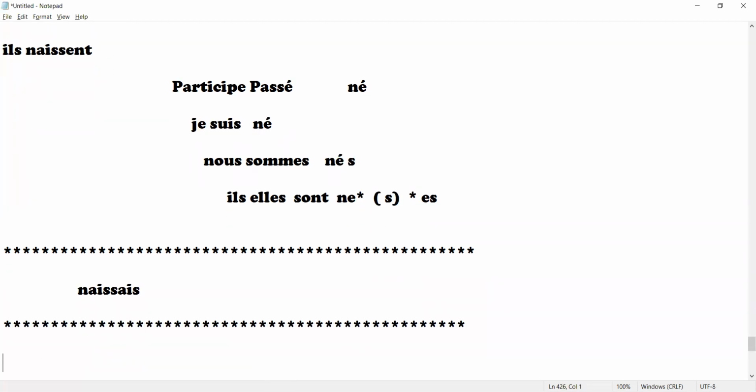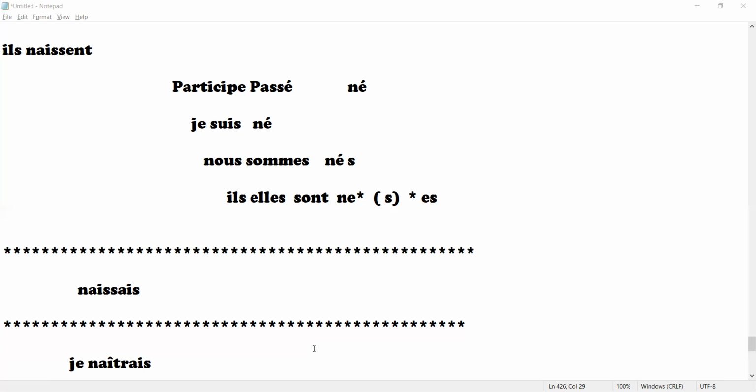Now, what would be the conditional of naître? What would be the conditional of naître? Right. So what will I do? Rais. Yeah, rais. So what will I do? Je naîtrais. C'est clair? Tell me yes or no. Je naîtrais, and you can make your own forms. This is my conditional. Je naîtrais, tu naîtrais, il naîtrait, nous naîtrions, vous naîtriez, ils naîtraient. C'est clair.